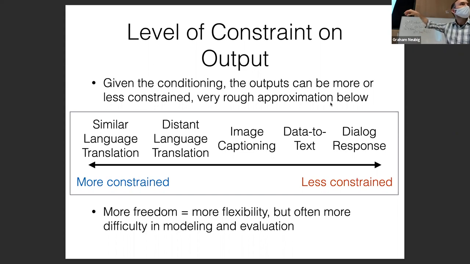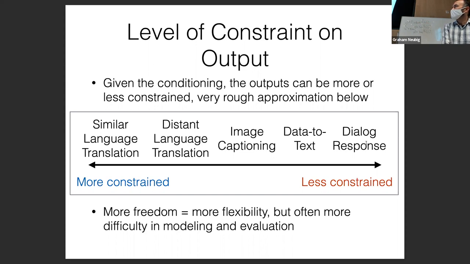So things like translation between similar languages is relatively constrained. So for language pairs like French to English or Spanish to English or Japanese to Korean, you can do largely a word-by-word translation, and many of the words have similar roots and things like this, so there's not a whole lot of room for lexical choices. These are very constrained, and you can actually do quite well at them.